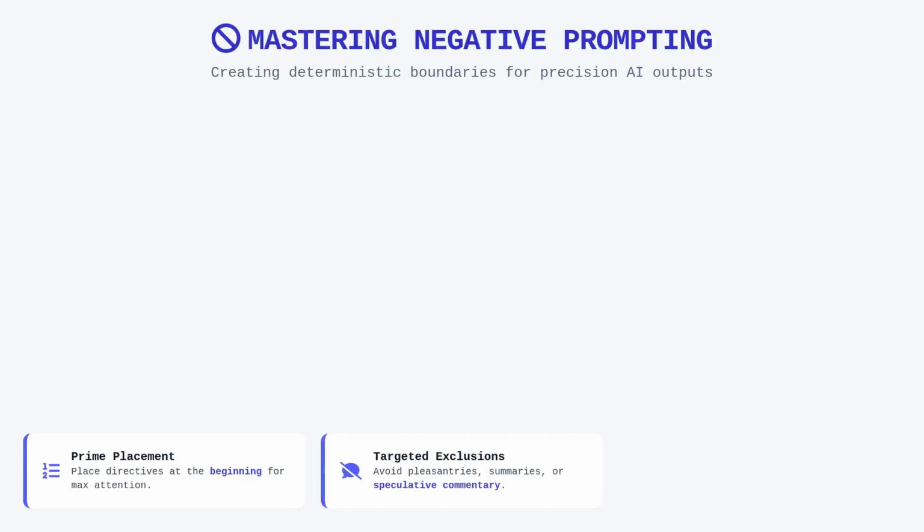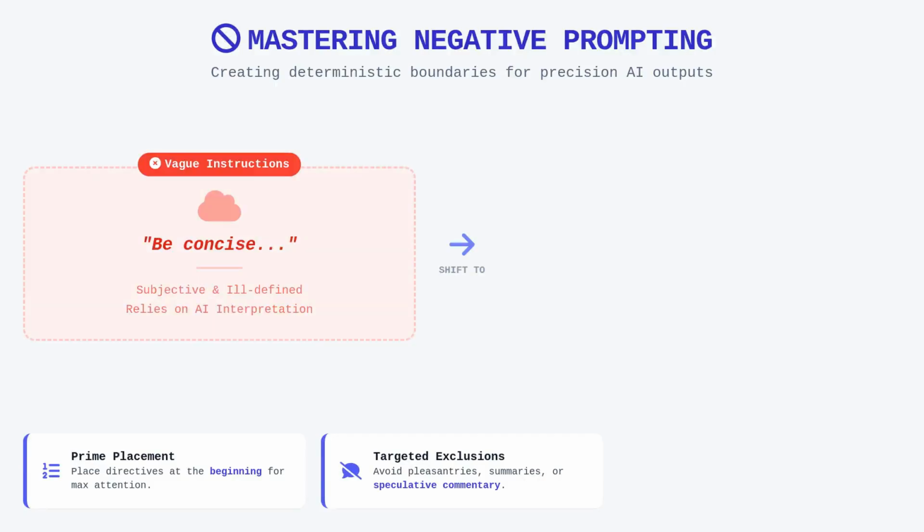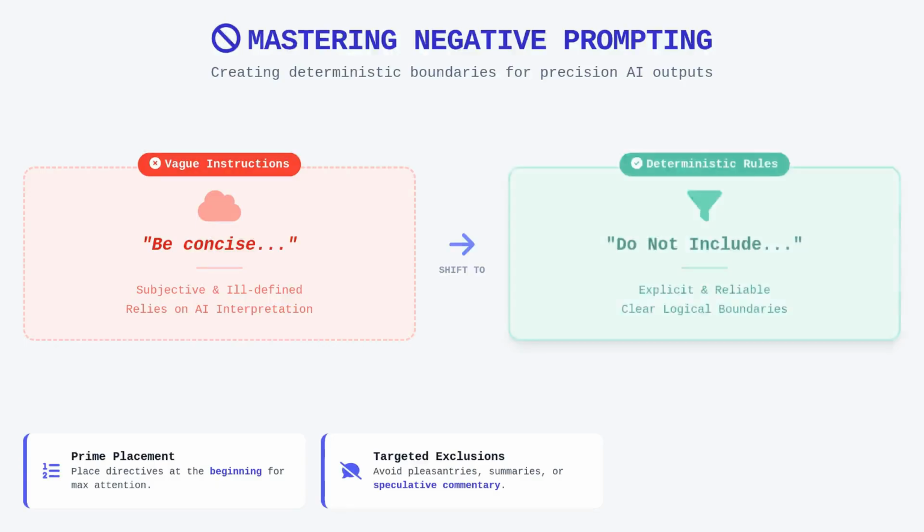This is significantly more reliable than simply asking the model to be concise, which remains a subjective and ill-defined term. By being explicit, you replace the need for the model to interpret your style preferences with a deterministic rule set that it must follow to avoid penalty. This creates a logical boundary that prevents the inclusion of industry-specific jargon or unwanted formatting, keeping the output professional and lean.